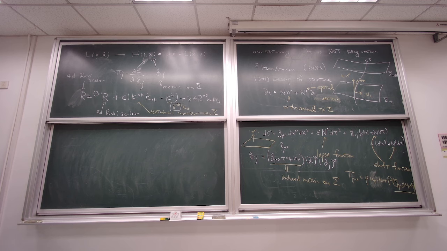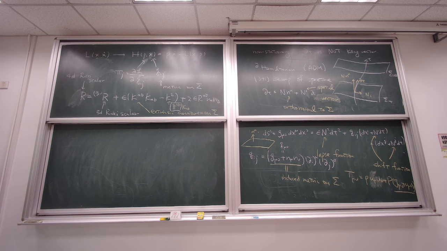So K mu nu is purely symmetric under mu and nu, since there is no rotation, and also K mu nu n nu is equal to 0. Moreover, K mu nu can be understood as the Lie derivative of n of the induced metric Q mu nu. So that's the extrinsic curvature.